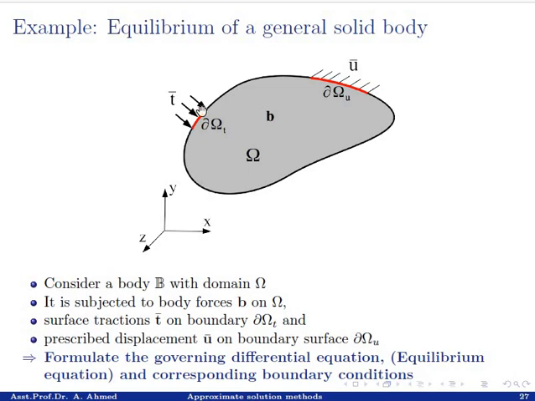Let's say the boundary at which some boundary forces are applied, which are called tractions. So they may be uniformly distributed forces or uniformly varying forces, and these traction forces are applied at a boundary represented with partial omega t, and the boundary at which the displacements are restrained is represented with partial omega u.